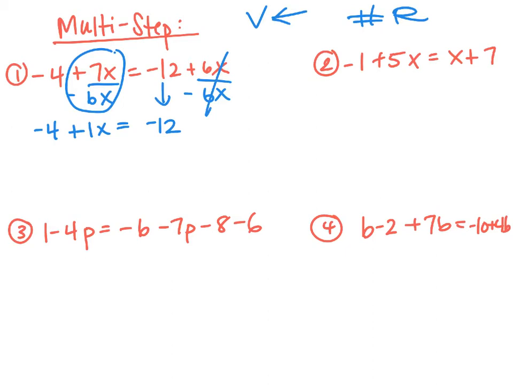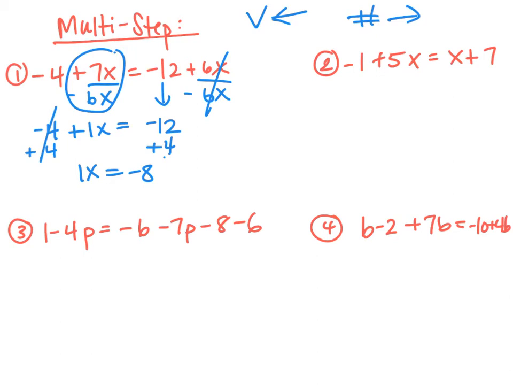Now you want the numbers to the right side. I was trying to say numbers to the right. Okay, so that's a negative 4, so we want to add 4. So you get 1x equals negative 12 plus 4 is negative 8.